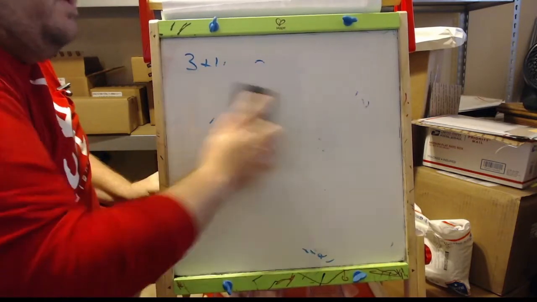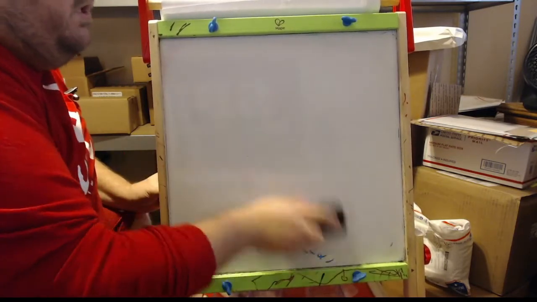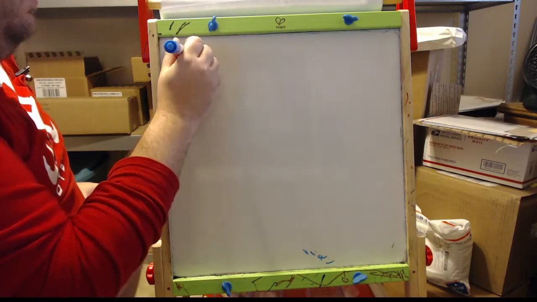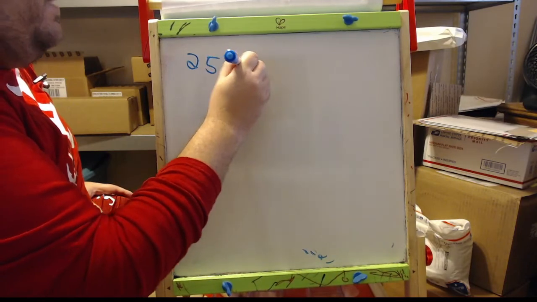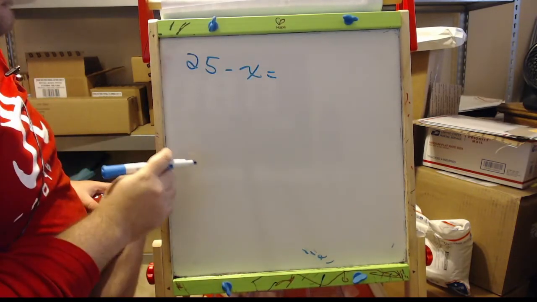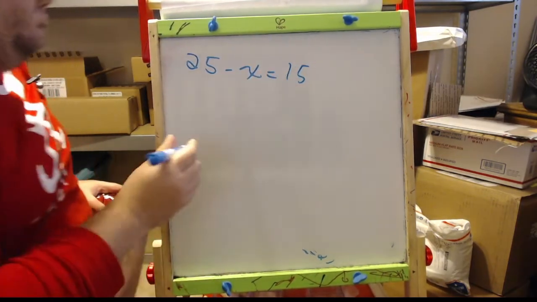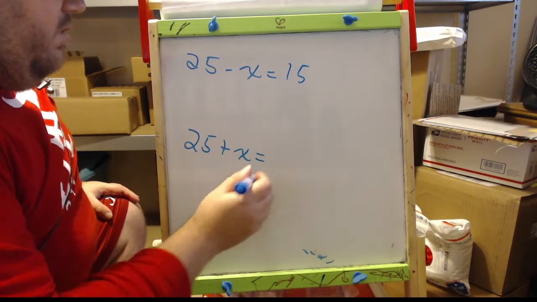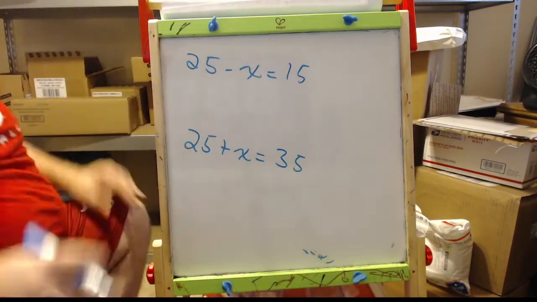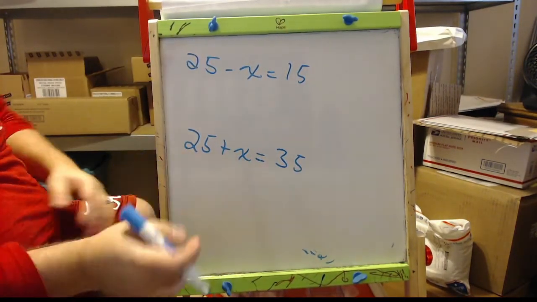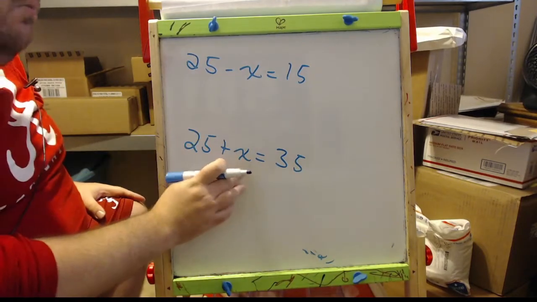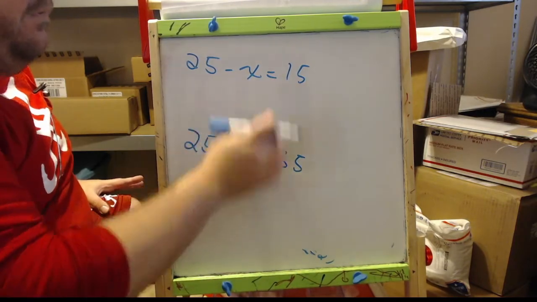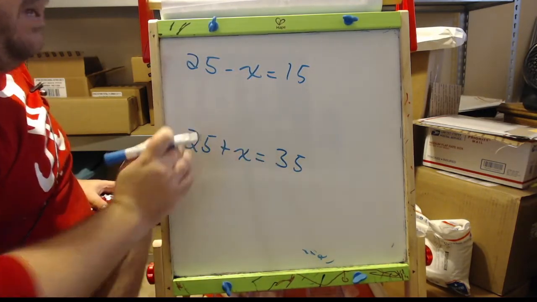And we're going to start with simple equations, and later in the course we'll go into more complicated ones. But let's say we had something like 25 minus x equals 15. And let's say we had 25 plus x equals 35. Okay, there's two algebraic equations, one with a plus, one with a minus. Let's start with the one with a plus. What you want to do in an algebraic equation is get your variable isolated by itself. Get your variable on the side by itself.